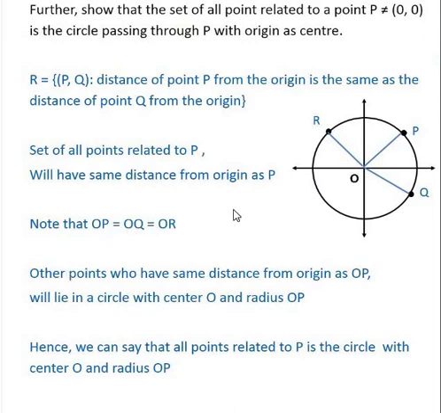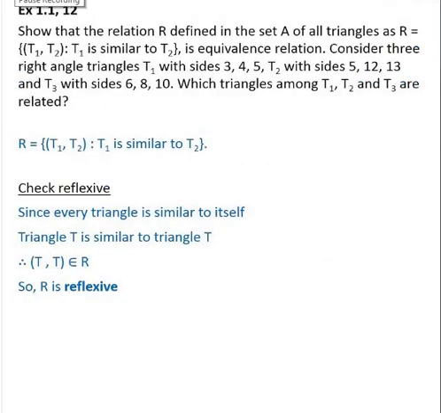Note that here OP equals OQ equals OR. Other points that have the same distance from the origin as OP will lie on a circle with center O and radius OP, right? So we can say that all the points related to P form the circle with center O and radius OP. Now question number 12.